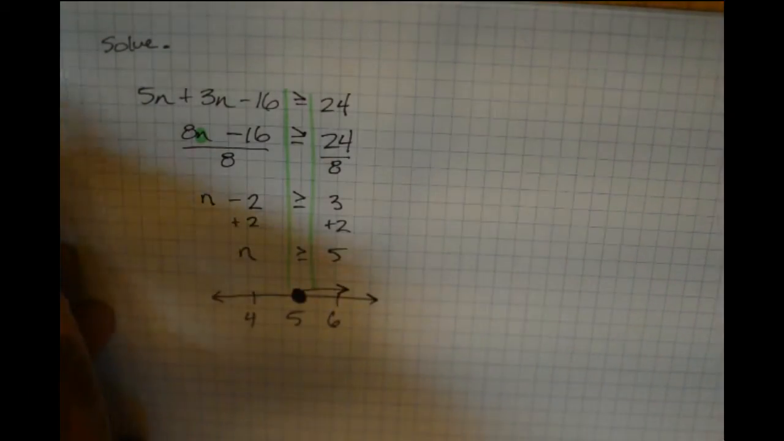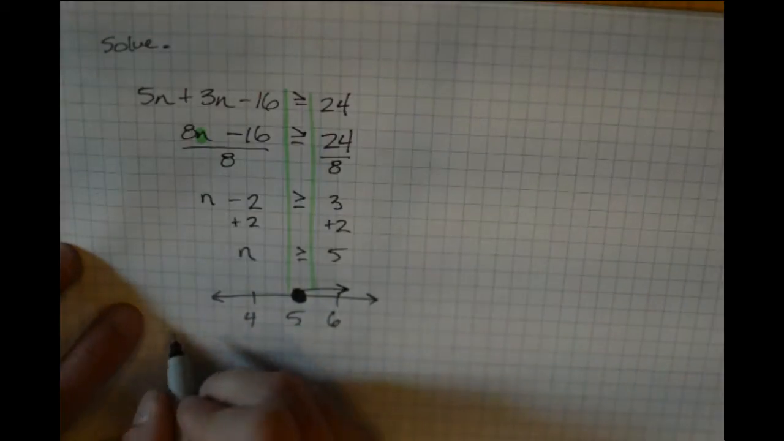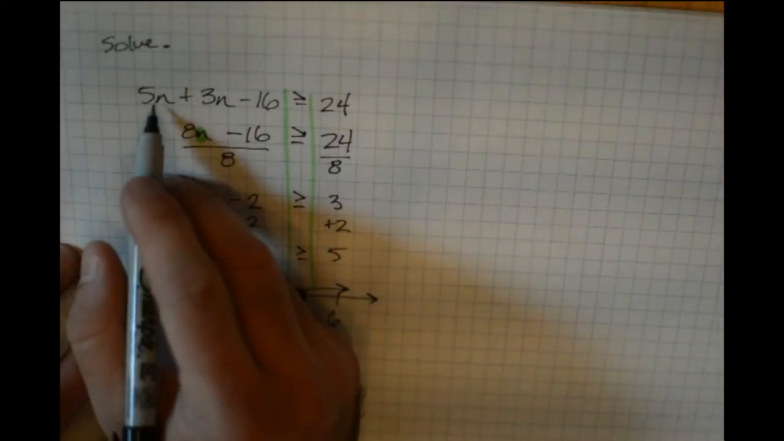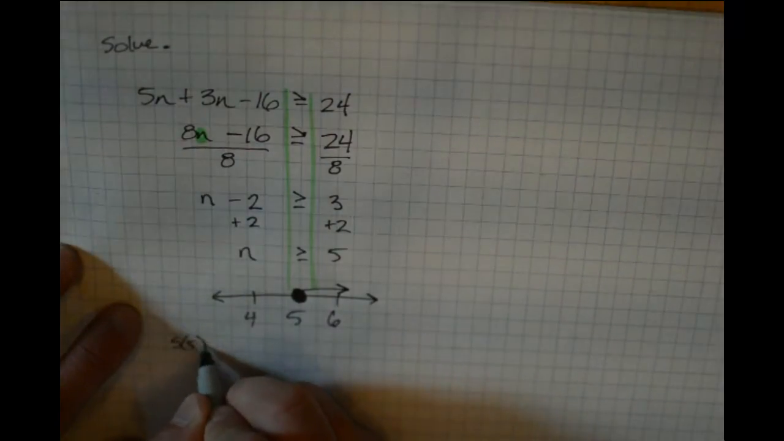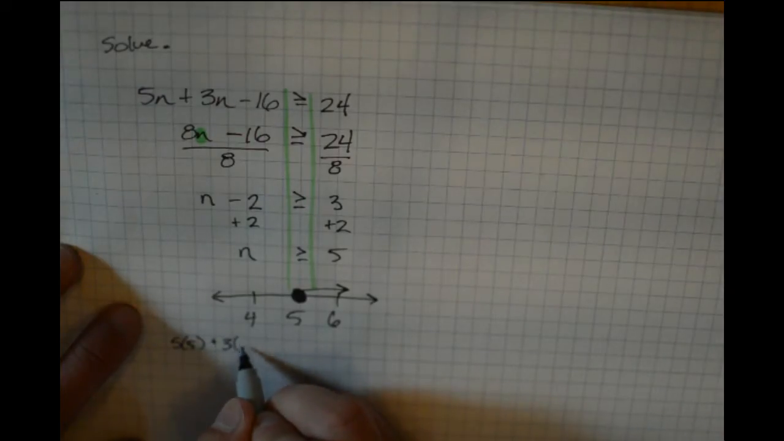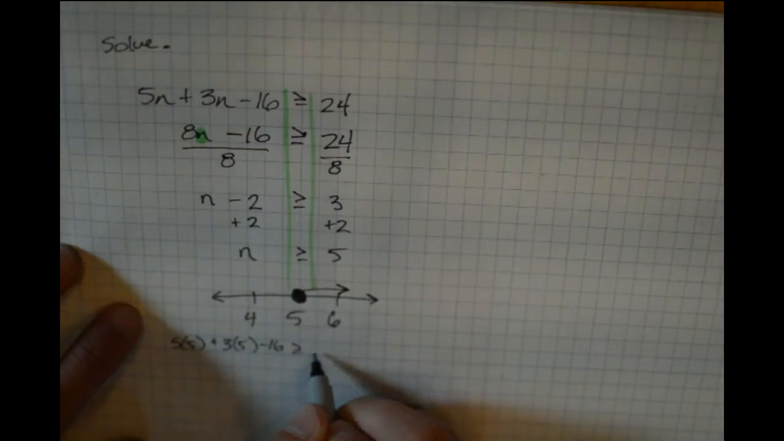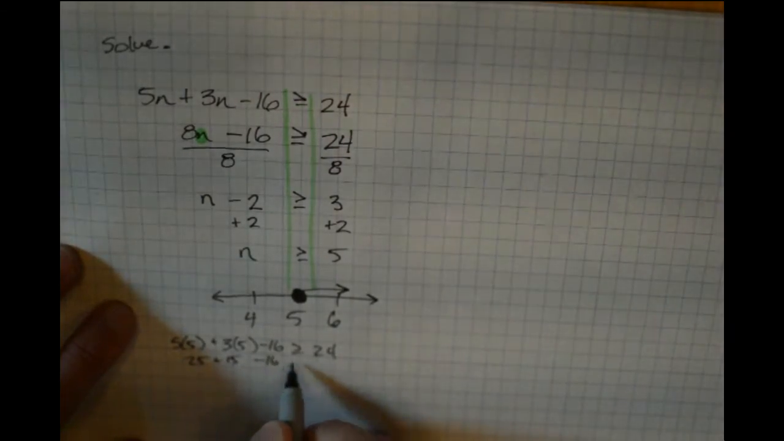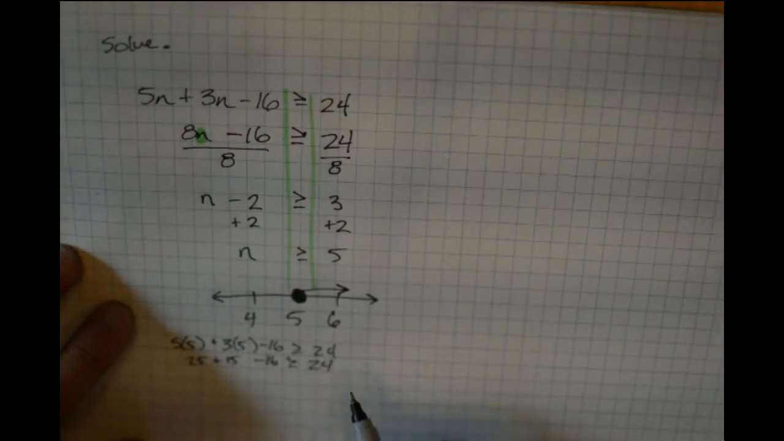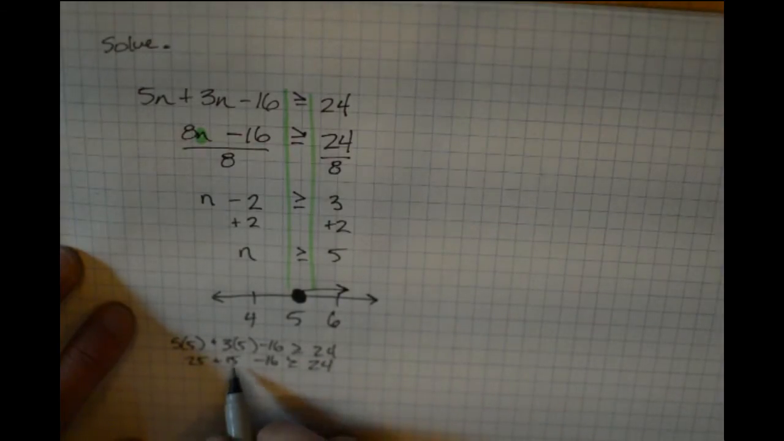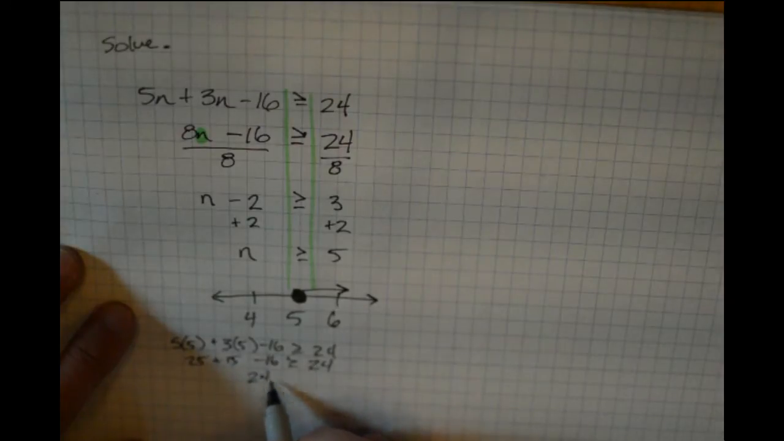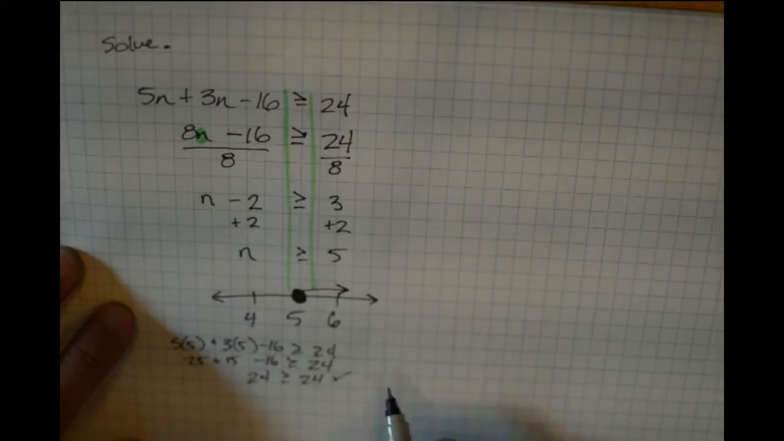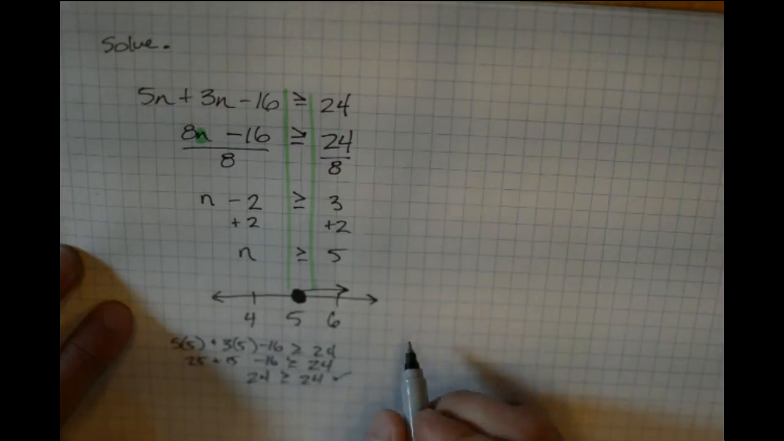If you go back and check, we would have, let's see, that boundary, 5 times 5 plus 3 times 5 minus 16 is greater than or equal to 24. Well, that's going to be 25 plus 15 minus 16 is greater than or equal to 24. Let's see, that's going to be 40 minus 16 is 24, is greater than or equal to 24, and it worked. Let's go ahead and pick 6 to also check that the arrows go in the right direction.